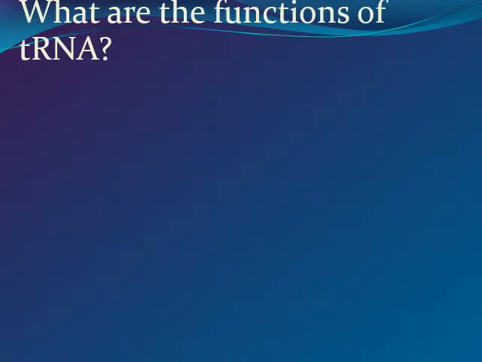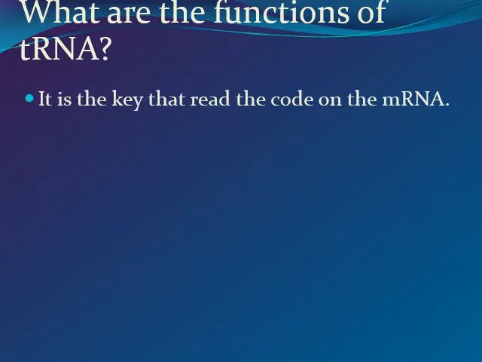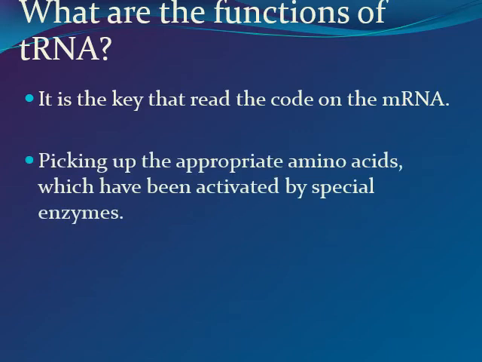What are the functions of the tRNA? It is the key that reads the code on the messenger RNA by the anticodon region complementary to the codon, and picks up the appropriate amino acids which have been activated by special enzymes. This site occurs at the other end of the tRNA, specialized for picking up the amino acids.